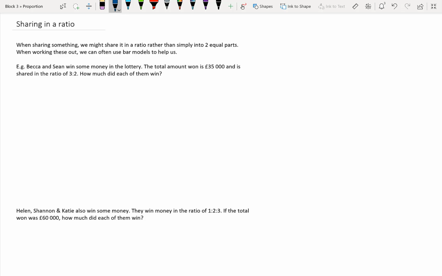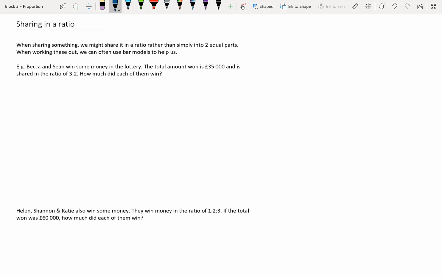So here we're looking at sharing something in a given ratio. And we'll find out when we're looking to share something, in particular money. Money is the most popular thing where this topic comes up. It's not always likely that what we want to do is take our amount of money and just split it exactly in half. It's not likely we want to split it into two equal parts. We're going to split it into parts of different sizes. So this is where we use our ratios to help us.